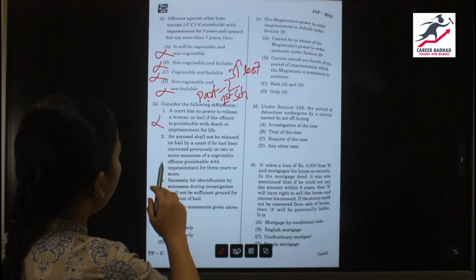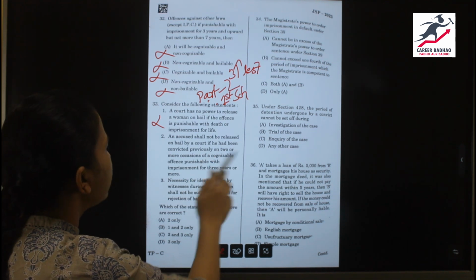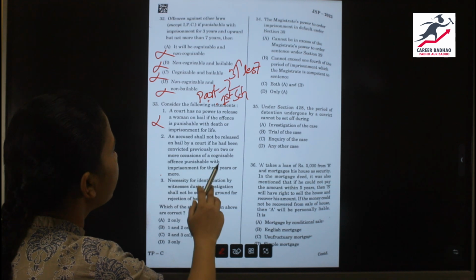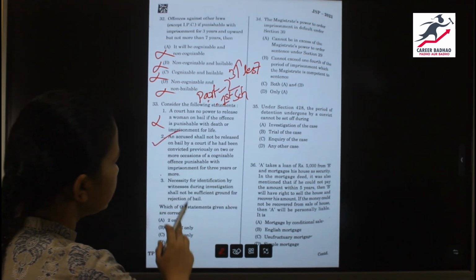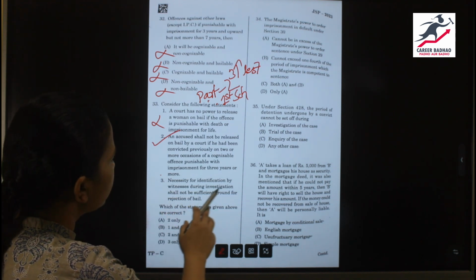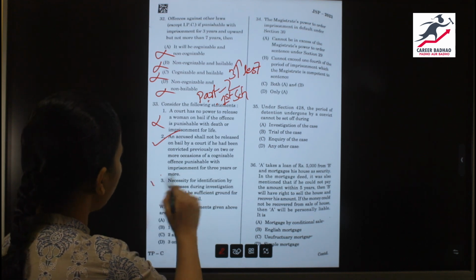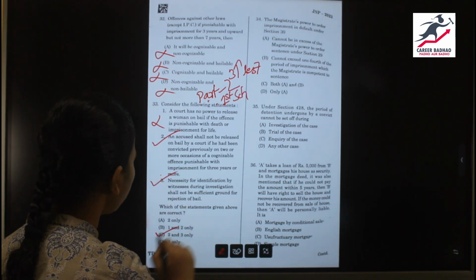Option number 2, an accused will not be released on bail by a court if he had been convicted previously on 2 or more occasions of a cognizable offence punishable with imprisonment for 3 years or more. Yes. And number 3, necessity for identification by witnesses during investigation shall not be sufficient ground for rejection of bail. This is also correct. So the correct answer would be option number 2 and 3, that is option number C.